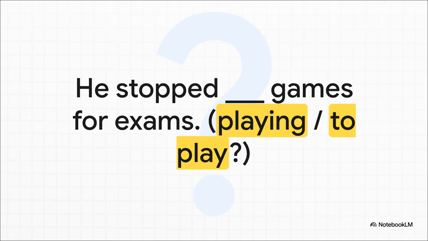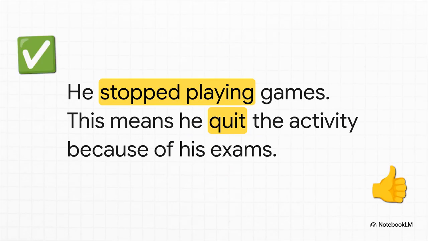All right, pop quiz time. Let's put it to the test. Look at this sentence. He stopped blank games because of his exams. Should it be playing or to play? Think about the meaning. Is he quitting the activity or is he pausing to do something else? Take a second. And the answer is playing. Of course, because he quit the activity of playing games. He didn't stop in order to play. See? By just thinking about the meaning, you got the answer.